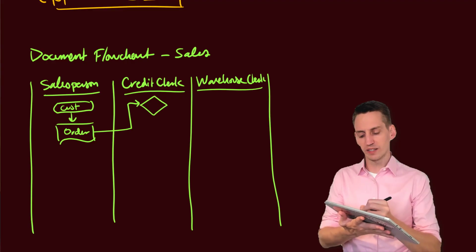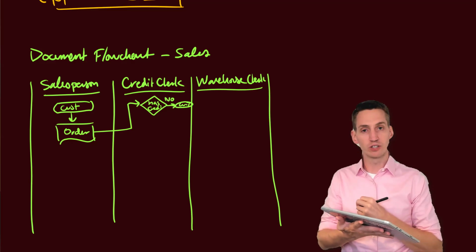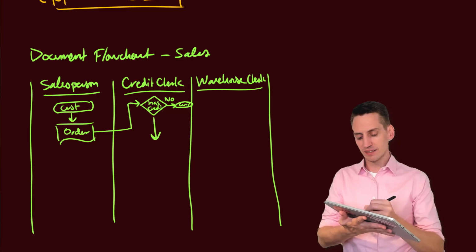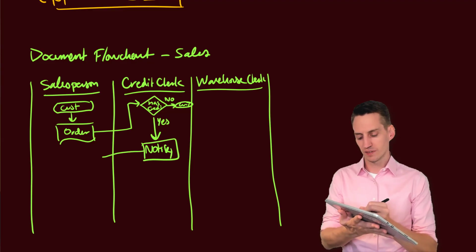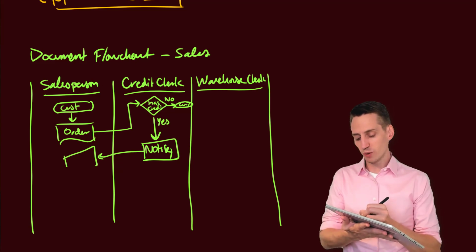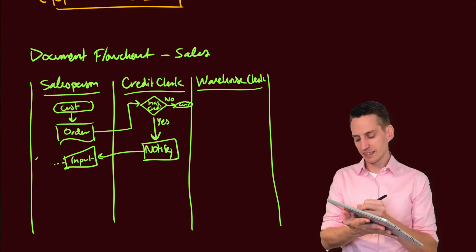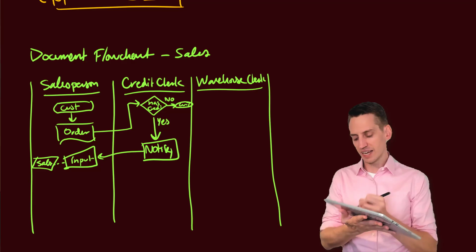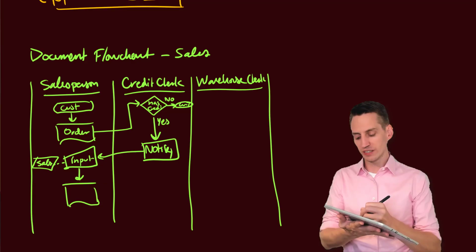So here we have a decision point. Has credit? If the answer is no, we send it back to the customer and reject the order. If yes, we are going to notify the salesperson that the order has been approved. At this point, the salesperson is going to input the data of that order, and they're going to store that in a sales table. When they're finished inputting it, they still have this paper order with all the details from the customer.